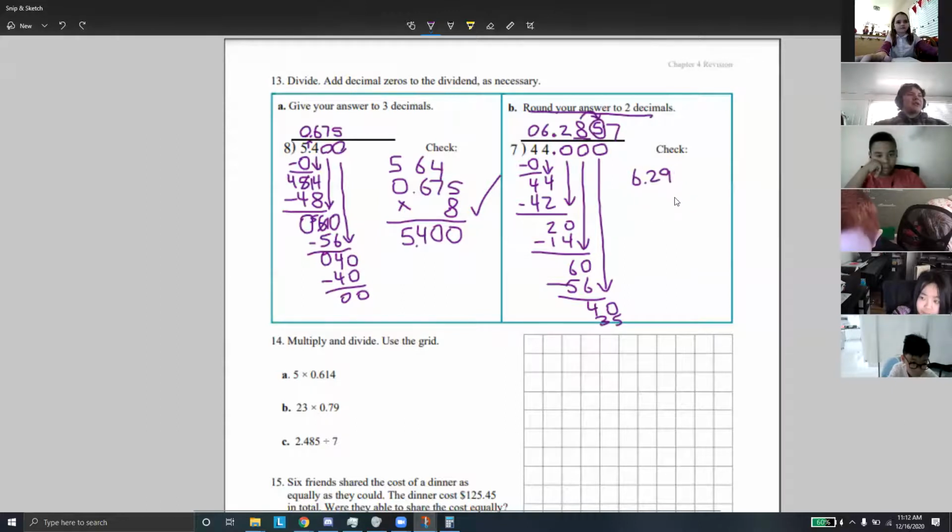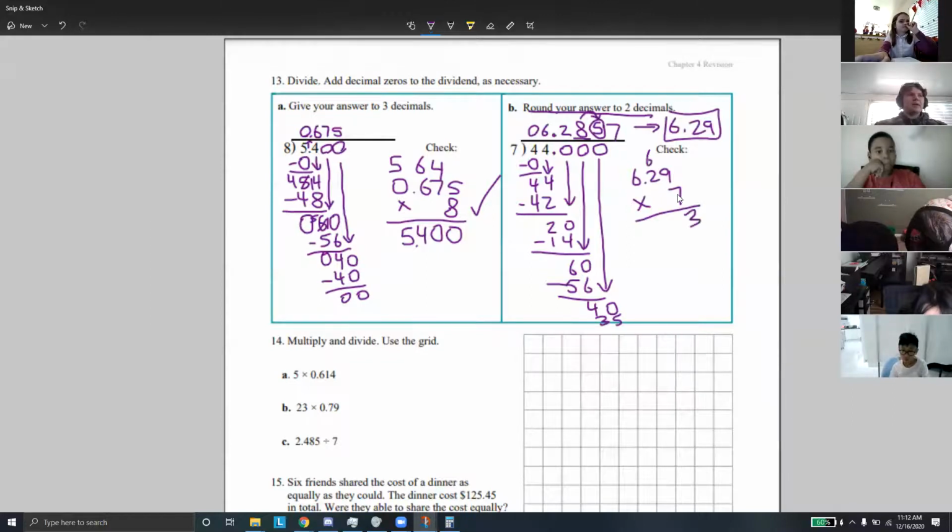Okay, now let's double check our answer. 6.29 times 7. And guys, remember, we're not going to get exactly 44. We'll get something close because we're rounding, right? Make sure you write your final answer up here in the box as 6.29. That would be your answer if this were on the test. 7 times 9, we can use a trick, 63. 7 times 2 is 14 plus 6 is 20. 7 times 6, 42 plus 2 is 44. 2 decimals after.